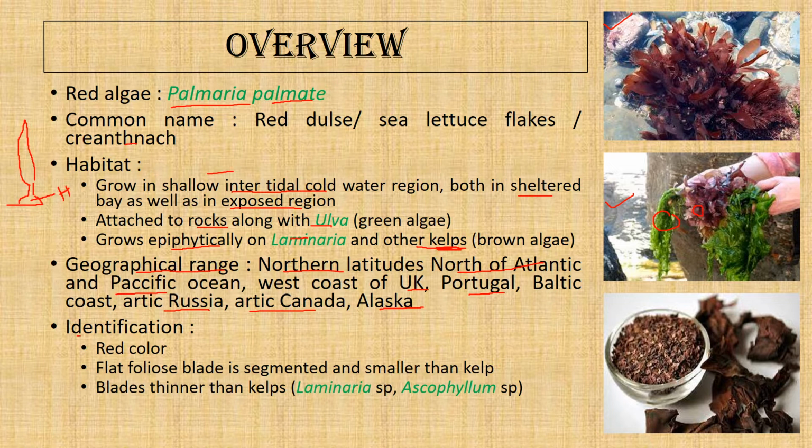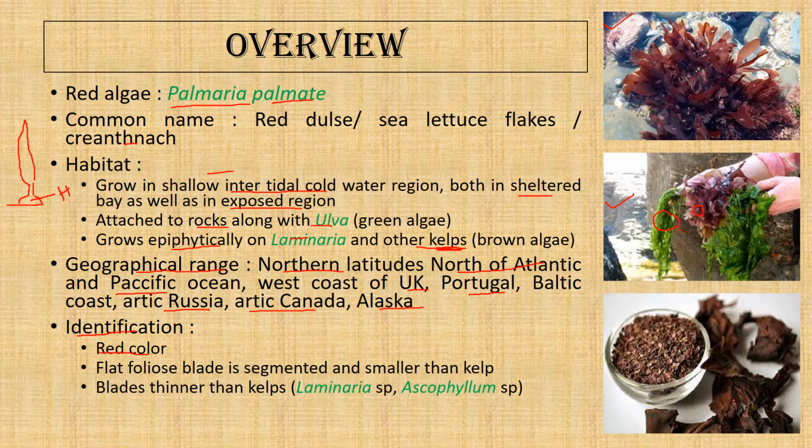Identification is very essential because most of the time we don't cultivate it, we just harvest it from the wild, but we may not know how to identify it. One thing is that it grows along with Ulva, and it is red in color. So it is a red algae. The first thing to identify is that it is a red algae.